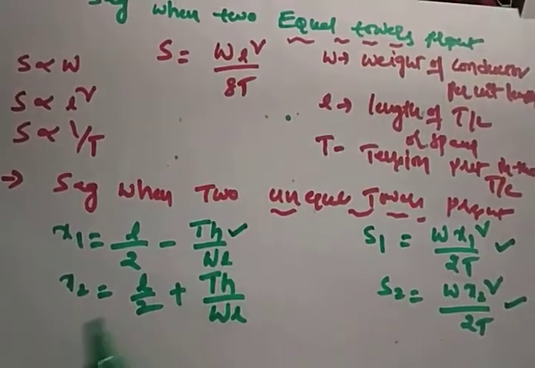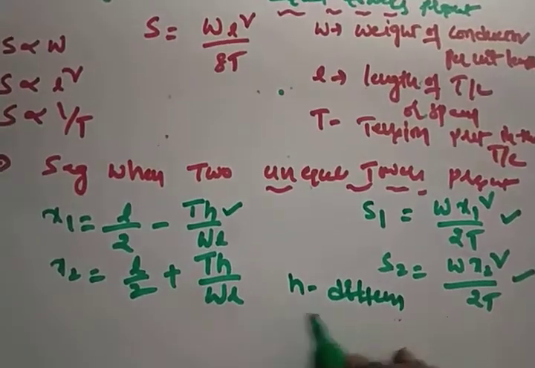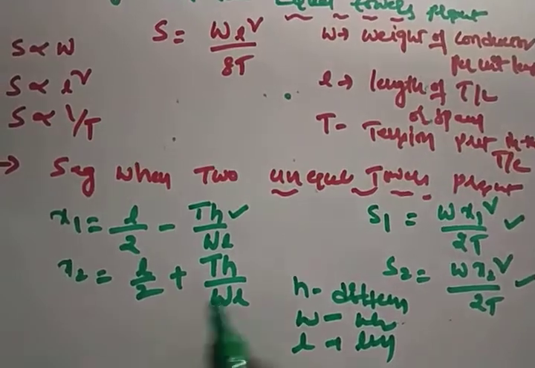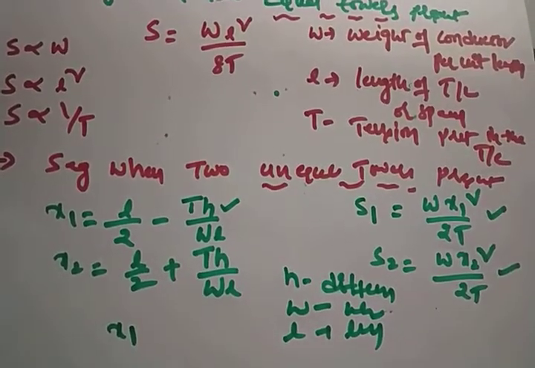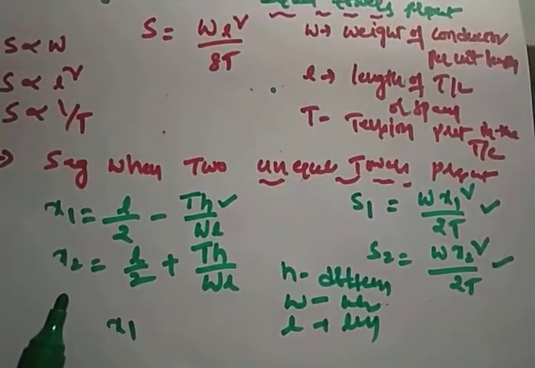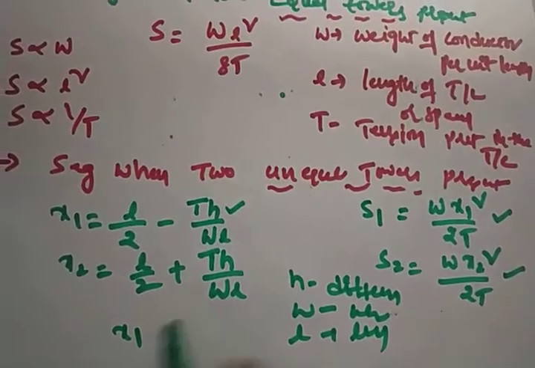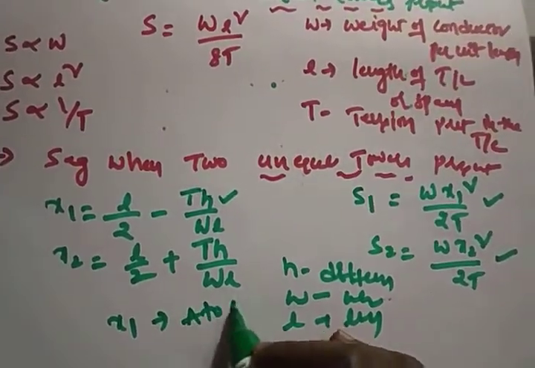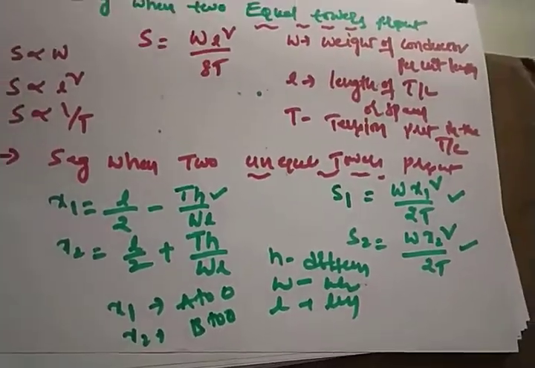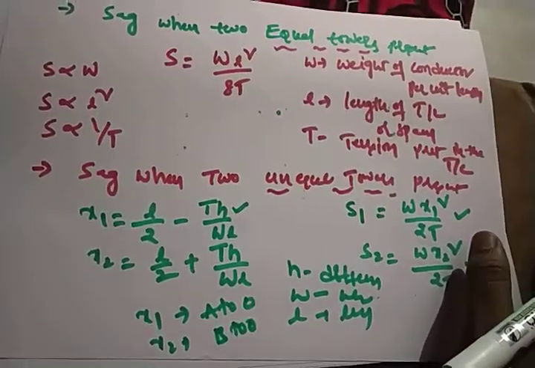H is nothing but the height difference. W is the weight of the conductor. L is nothing but the length. X1 is the distance from supporter A to midpoint O, and x2 is the distance from supporter B to midpoint O. So this is the sag calculation when two unequal towers are present in the system.